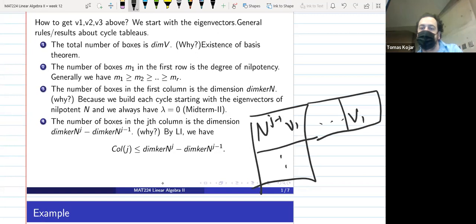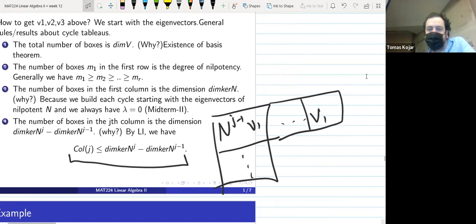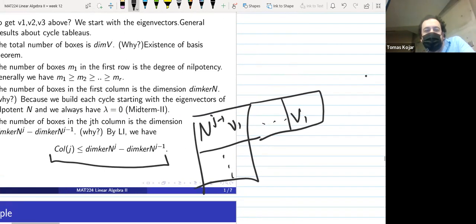All right. Because you know the first row is the nilpotency degree, and you have a line. So by linear independence, we claim this result. Why is that? Because they're all linearly independent. And we have the following result in general.